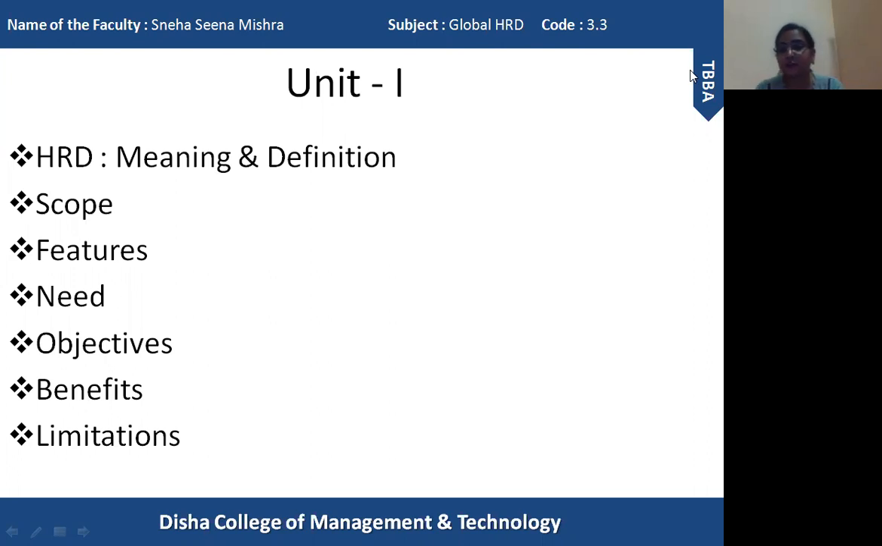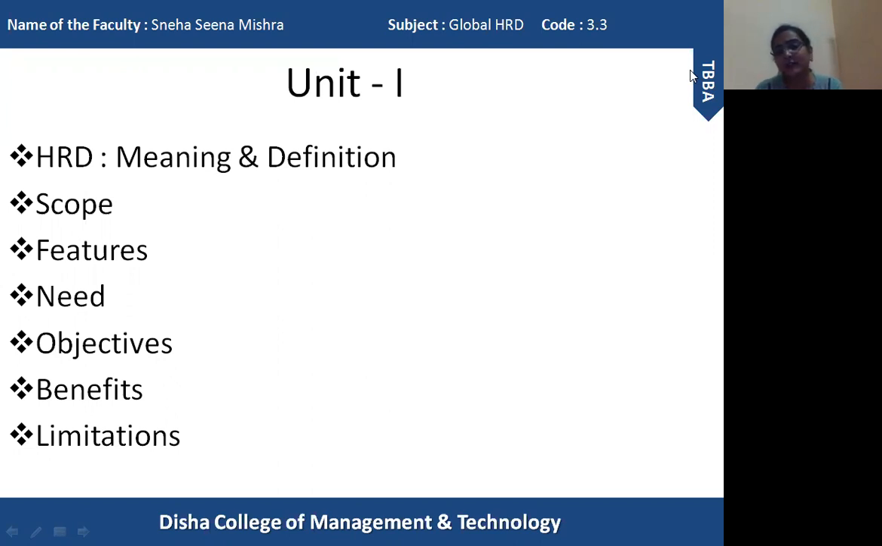It is different from training because training is very specific. Training is based on or related to a particular job only, but development, HRD, is about overall development of the human resource, whether it is by providing a proper training program or by recording the actual performances of the existing employees or creating different types of developmental programs. So that is basically HRD.